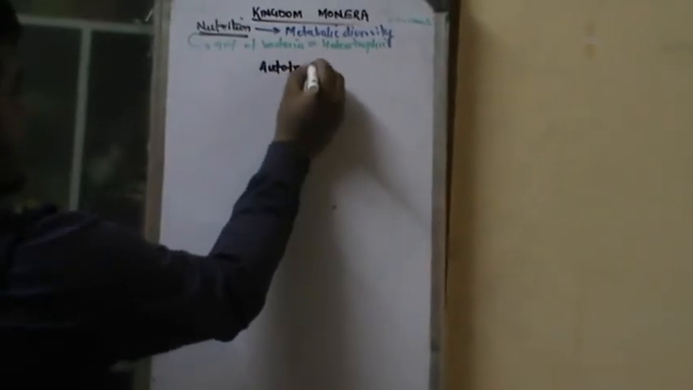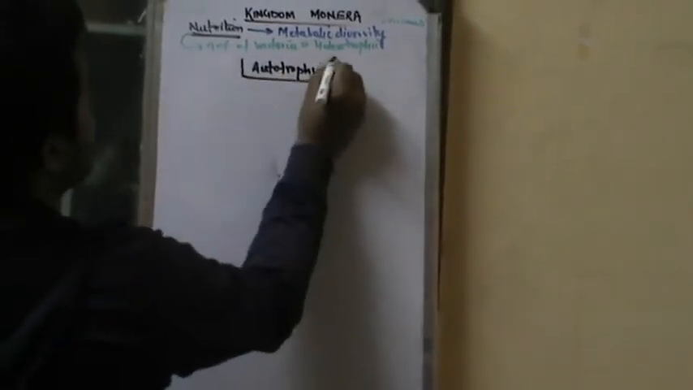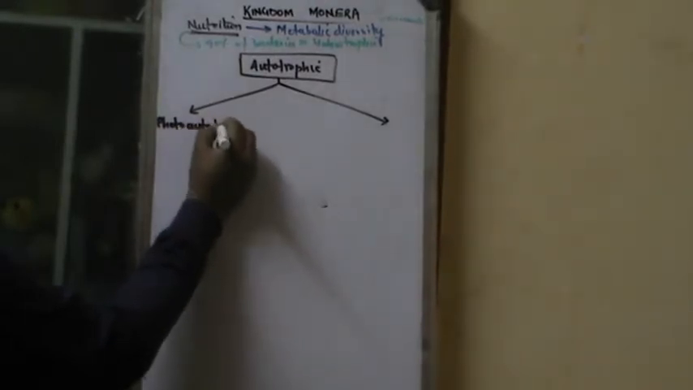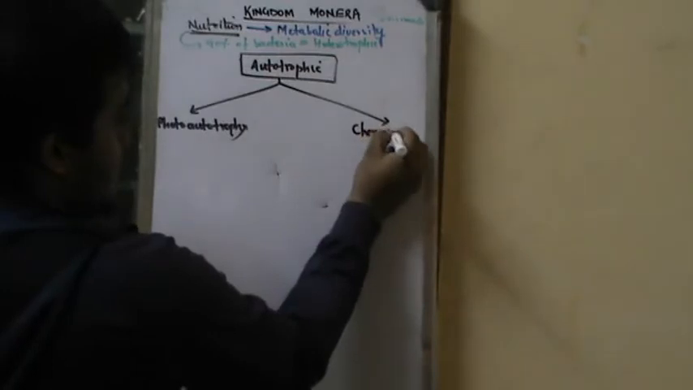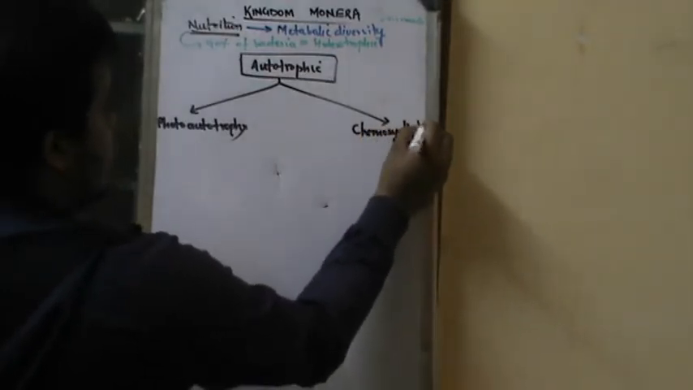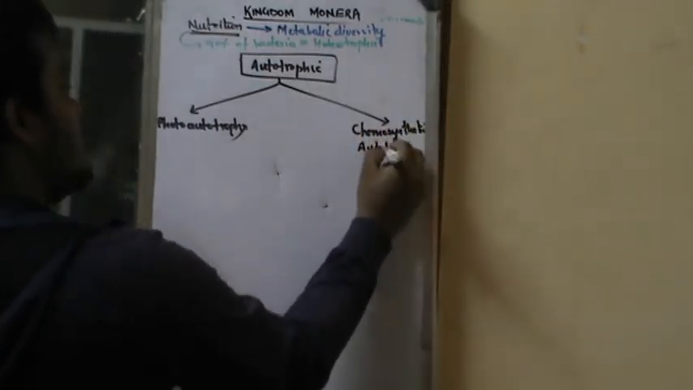Now let's directly discuss all the types. First is the autotrophic mode of nutrition. These are of two types. One are called photoautotrophs. Another are called chemosynthetic autotrophs. Very important, you have to understand this.